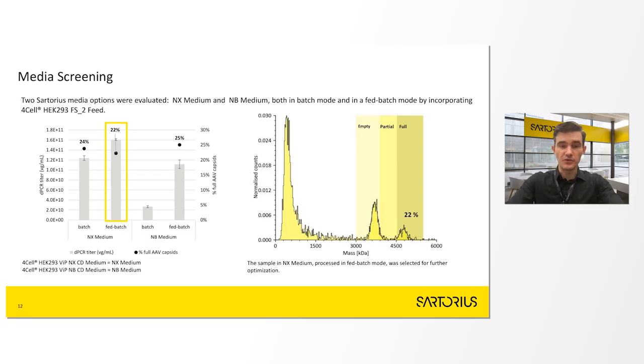Percent full ranged from 22 to 25% full, with one sample that was below the limit of detection. Here, because the percent full was relatively similar, we chose to continue with the media that gave us the highest titer, so NX media in fed batch mode. And on the right, you can see the sample that was taken for further optimization, measured on mass photometry.